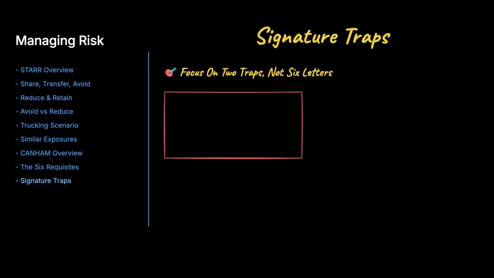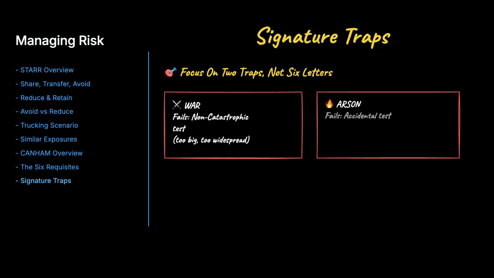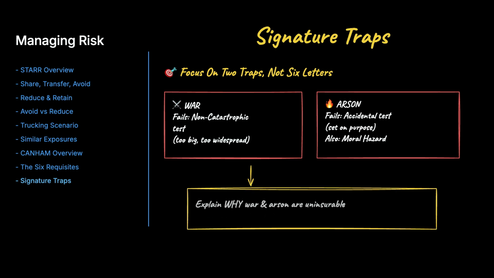Here is what I would focus on with these 6. Do not just memorize letters, connect 2 to their signature traps. War fails the non-catastrophic test. A deliberately set fire fails the accidental test, and that same fire is also a moral hazard. Those two surface again and again. Explain why war and arson are uninsurable, and you own CANHAM.